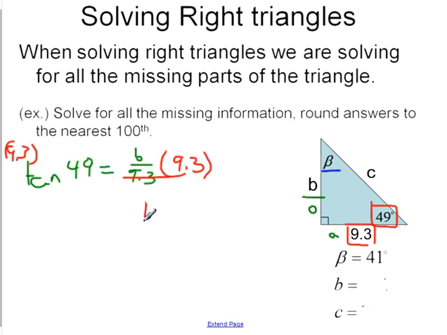And plug that into our calculator, and you would find that B should come out to equal roughly 10.7. So lastly, we want to find side length C.